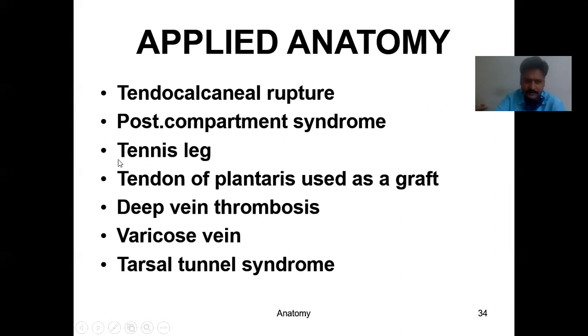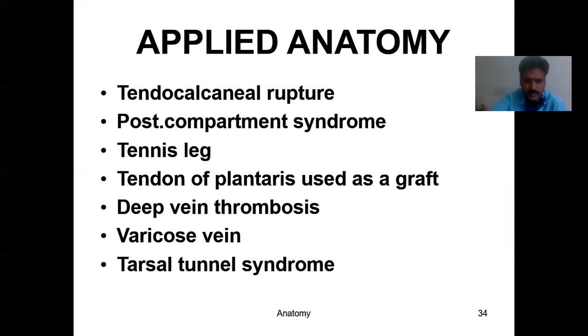And the tennis leg, that is because of the rupture of the gastrocnemius muscle. It can be from direct injuries, and that might be forced dorsiflexion. Sometimes forced dorsiflexion also leads to the tennis leg. And the tendon of plantaris is, of course, used as a graft. The tendon of the plantaris.